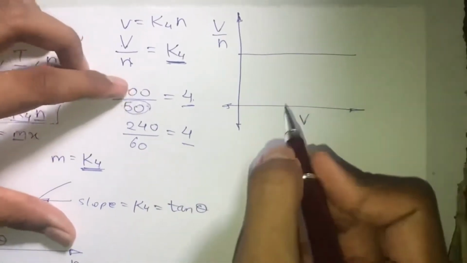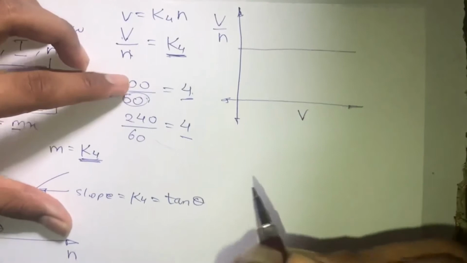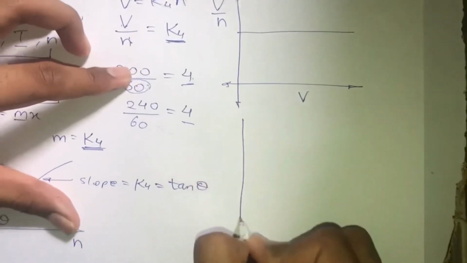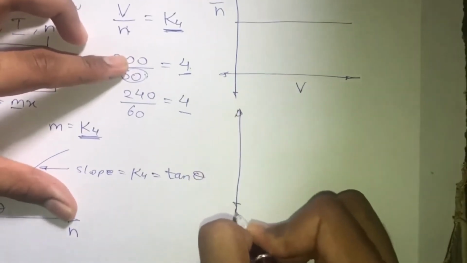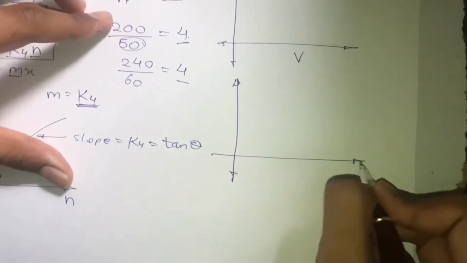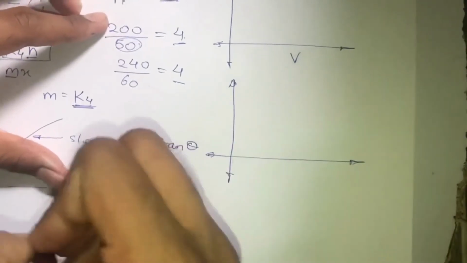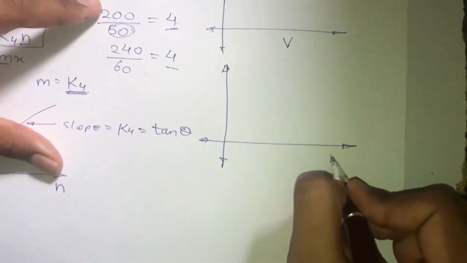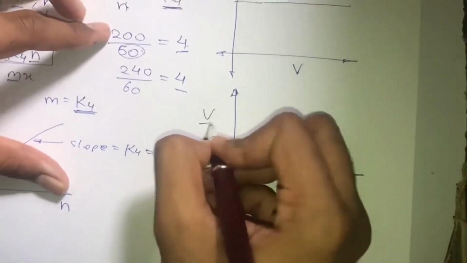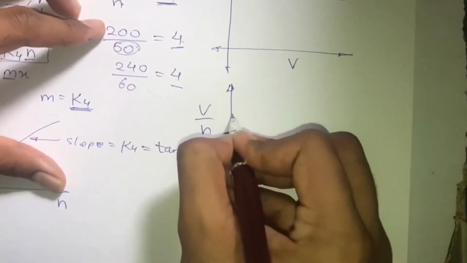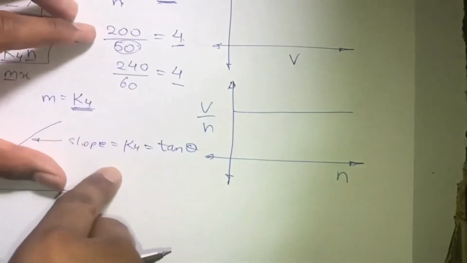Now, similarly, even if you change the number of moles, here I have drawn a graph for volume. Similarly, if you change the number of moles, still the V upon n ratio is going to remain the same value.